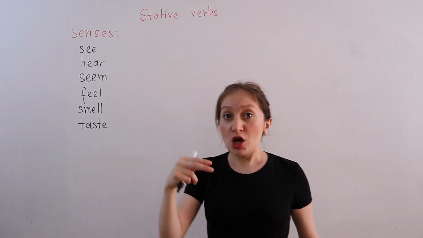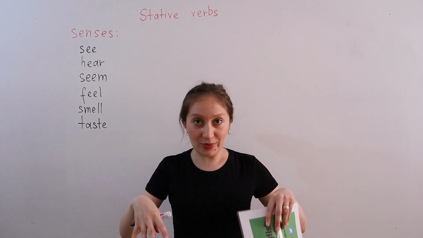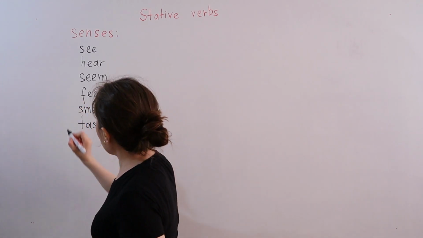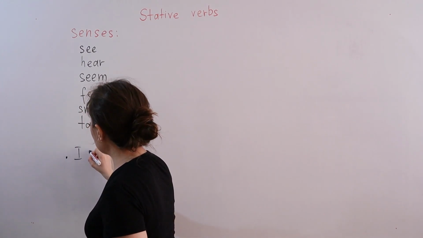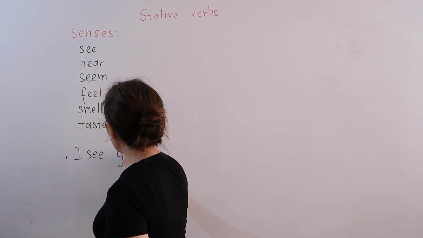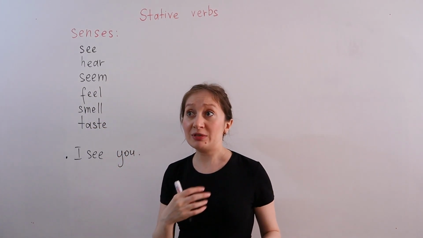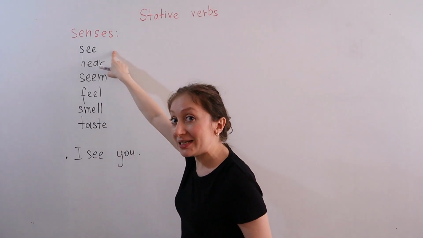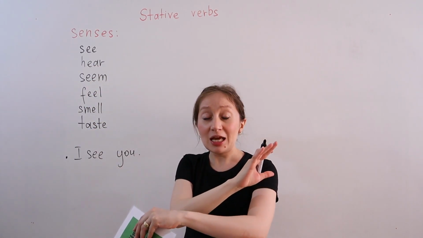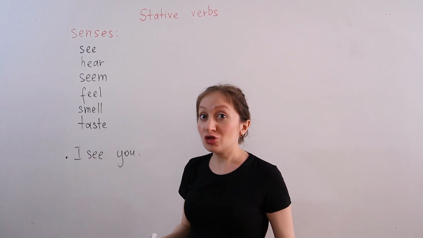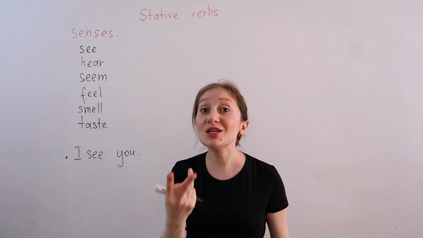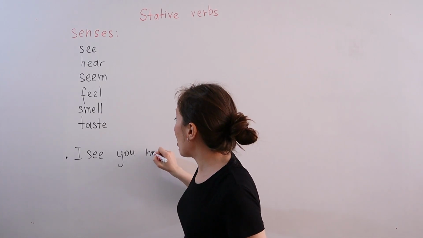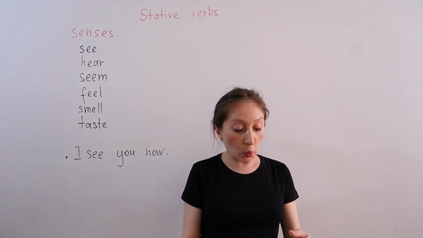For example, right now, action at the present moment, I see you, right? I say, I see you. I don't say I am seeing you, because this is a stative verb of senses that isn't used with ing. So, not I am seeing you, I see you. Still, present moment. I see you now, right?